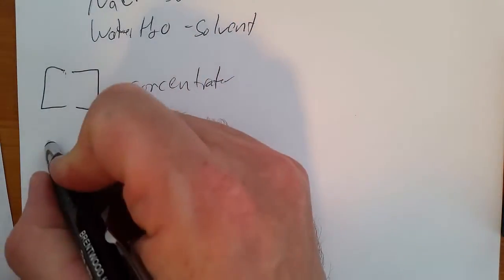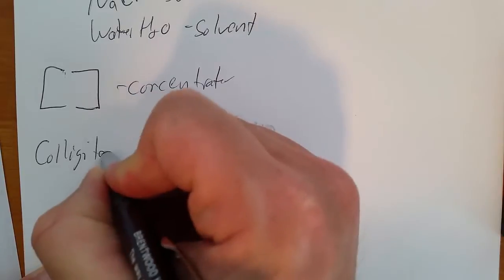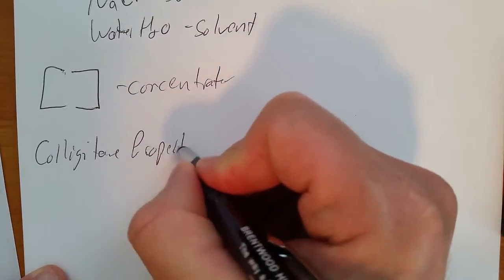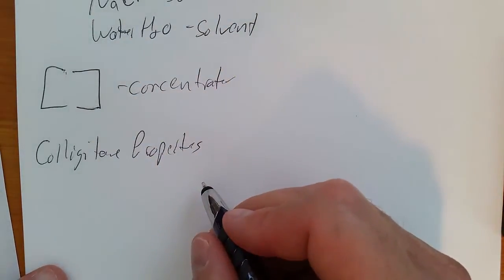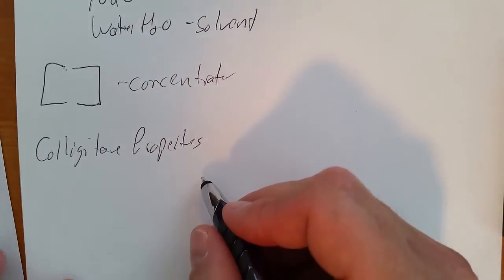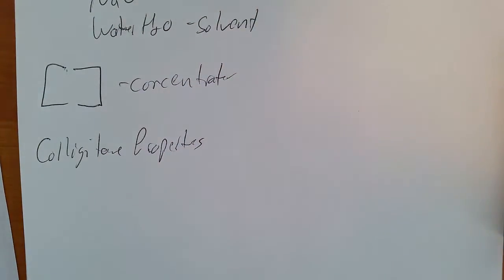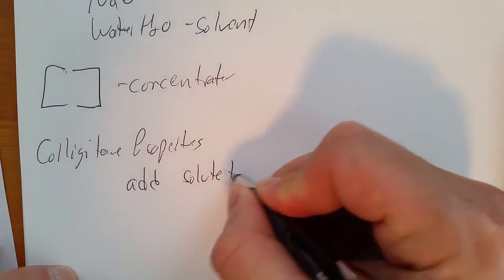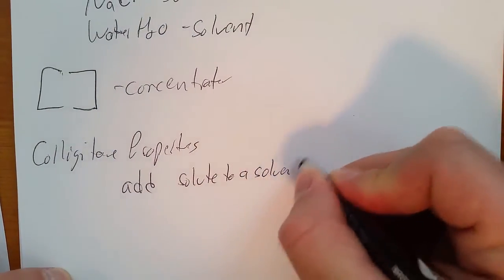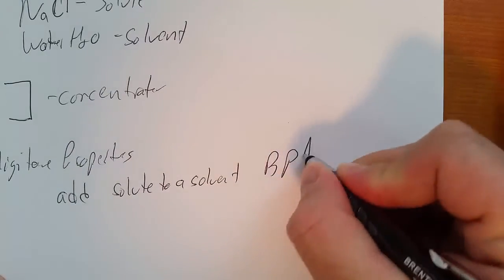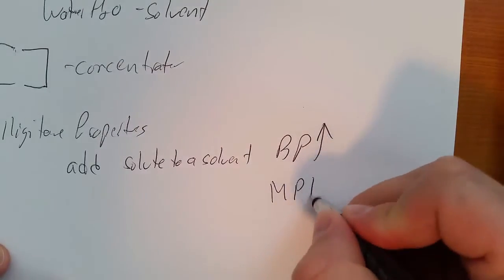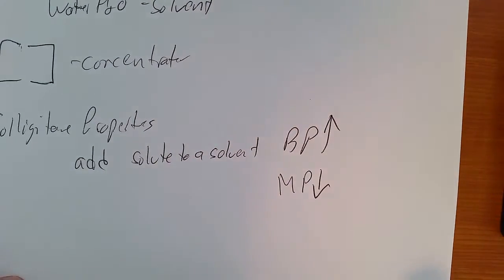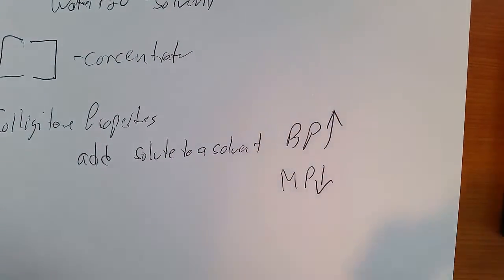Okay, colligative properties. Dissolving, adding a solute to a solvent. So let's talk adding salt to water. Add a solute to a solvent. It makes the boiling point increase and the melting point decrease. And it depends on how many moles of particles there are in the solvent.